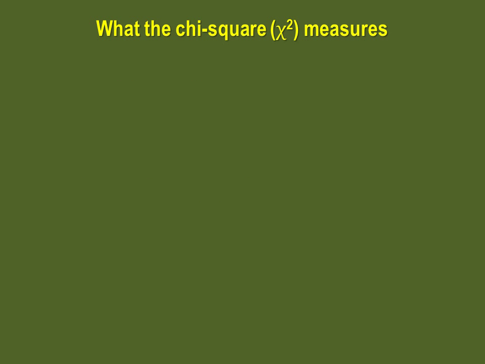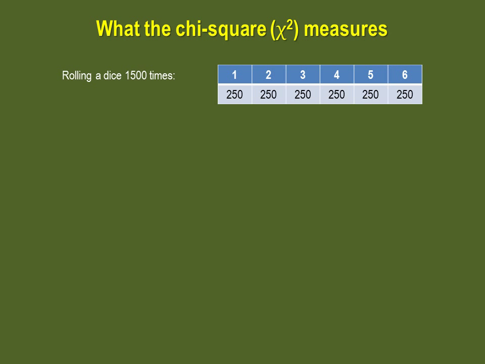What the chi-square measures is the difference between what would happen if we were in a situation where only chance plays a role versus when there's something influencing the result. For example, if you roll a dice 1,500 times, because every value has the same probability of occurring, you would expect that your end results are anywhere close to this. So 1,500 divided by 6 is 250. It is quite possible, though, that you end up with something slightly different.